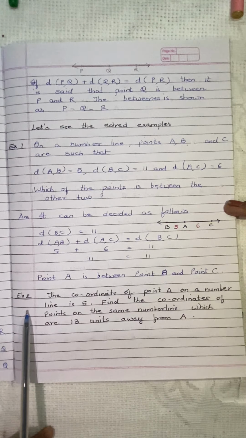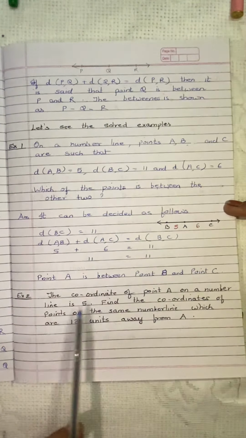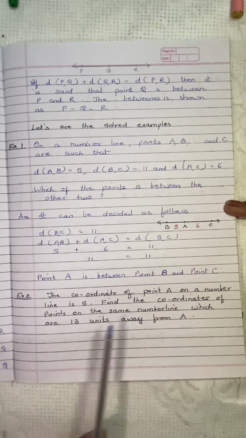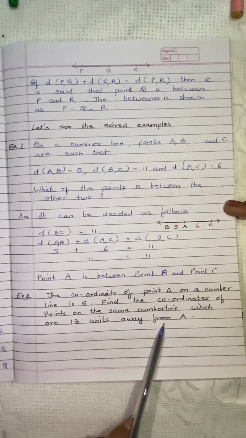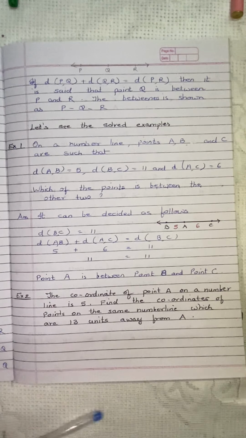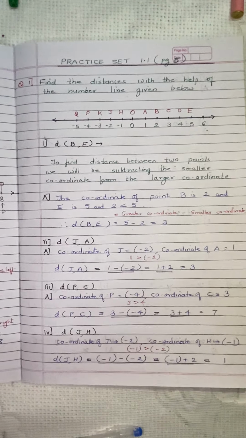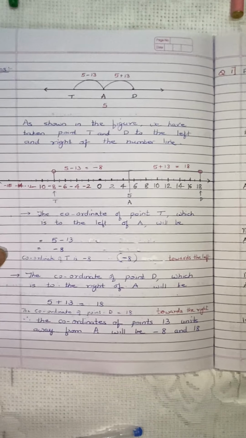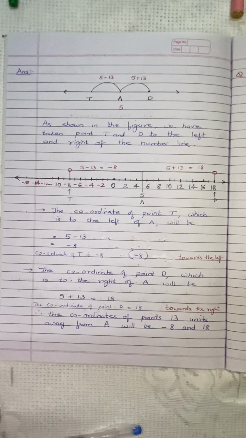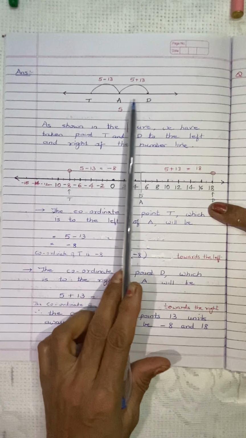Now let's see the second example. The coordinate of point A on a number line is 5. Find the coordinates of points on the number line which are 13 units away from A. Let's see this. Now the answer. Now the number line is, say, T, A and D.